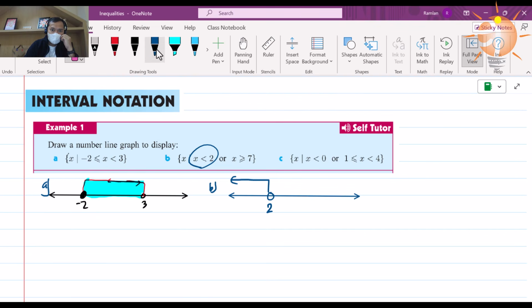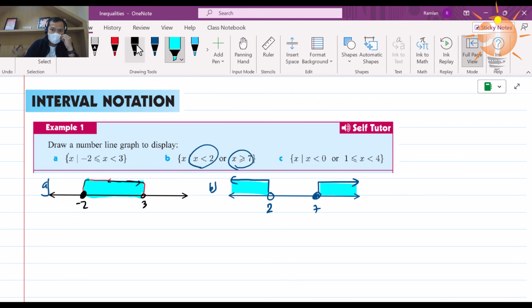And then the next one is 7, so you put 7 over here, but you shade it because here we have a greater than or equal to sign. And then you go to the right because x is greater than or equal to 7. It means that you shade the area. The area is over here and over here.